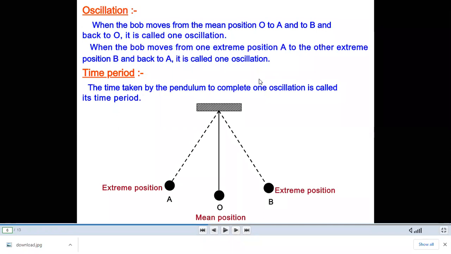Then time period: it is the time taken by the pendulum to complete one oscillation. That means A to B, then again B to A. That is the time period, that is how much time it will take to complete one oscillation.